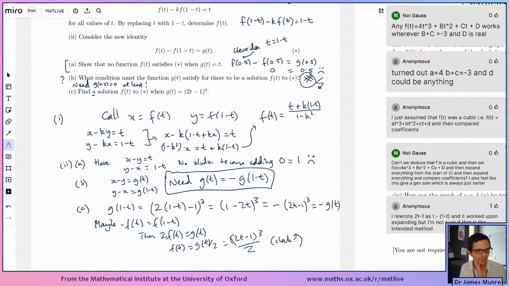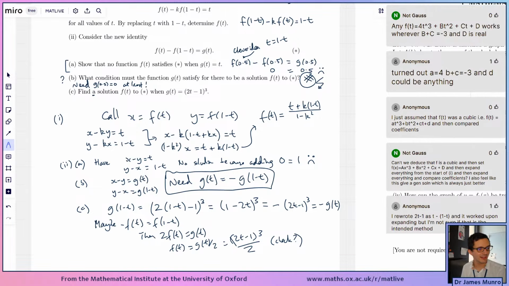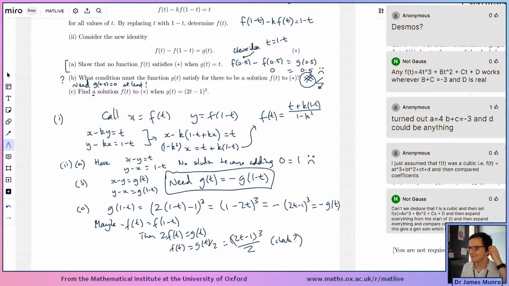Any suggestions in chat of how you would do this? I can see people guessing cubics. What's down here? Rewrote 2t minus 1 as t minus (1 minus t). Oh, and then expanded it. Somebody else says they put it in Desmos. Fine, okay. Can't do that in the test. Right.